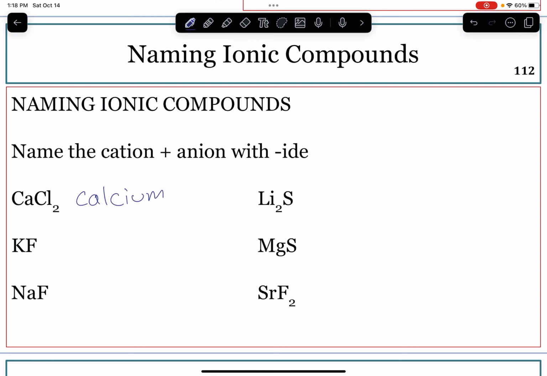So looking at this first one, CaCl2, we're going to name the cation calcium, and then we name the anion, which is chlorine, and we change the ending to -ide. So we would write chloride. Pause to see if you can name each of these ionic compounds.